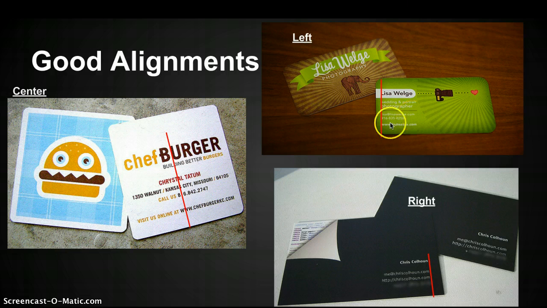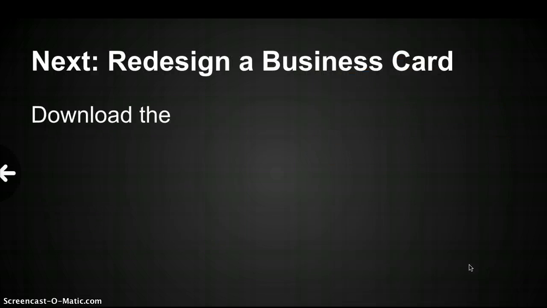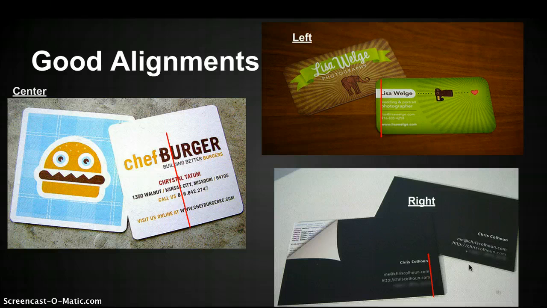Up for Lisa Wedge, we have the most traditional alignment called left alignment, and you can see that the hard edge, where all of the text is lined up, is on the left, and it tapers off to the right. Also want to note that the visuals, the heart and whatever this is, are aligned as well, so it's not just the text that needs to be aligned. Everything should have a connection.